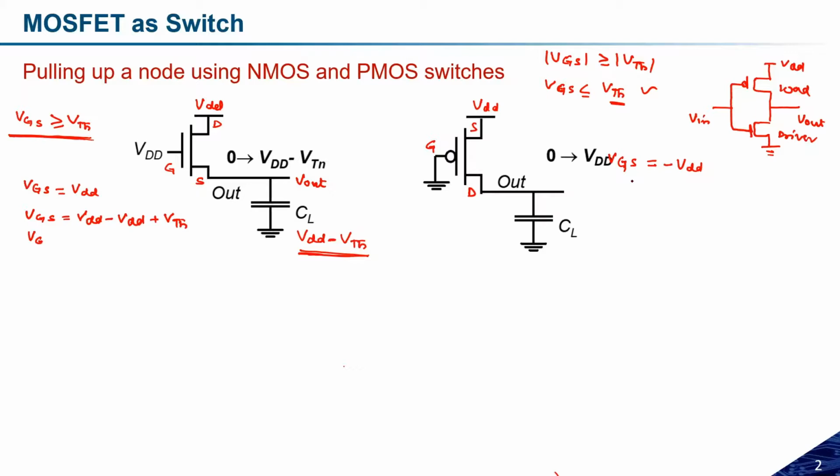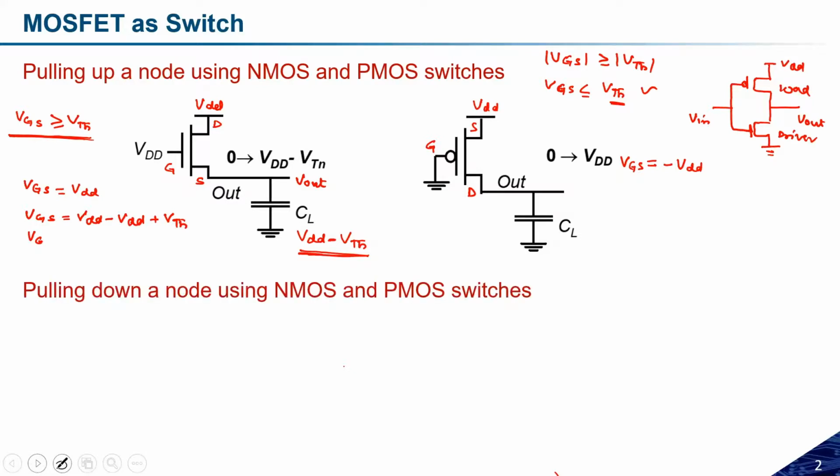And if it is like this, what does it mean? The PMOS transistor is a strong high. So the conclusion we can draw from here is that the NMOS transistor is a weak high and the PMOS transistor is a strong high. So if I want maximum noise margin or maximum charging of the load capacitance, in that case I need to use the PMOS transistor in place of the load. It is not recommended to use the NMOS transistor in place of the load. So this is important.